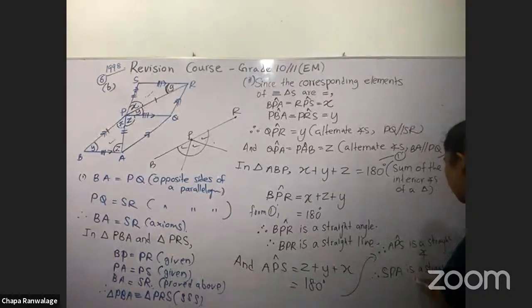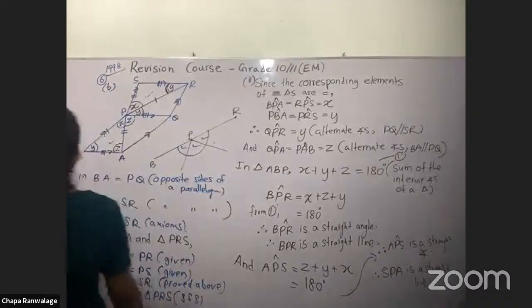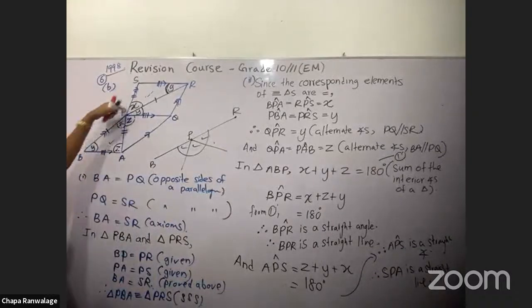SPA is a straight line. Without using this way, you can say these two are equal and they are vertically opposite.